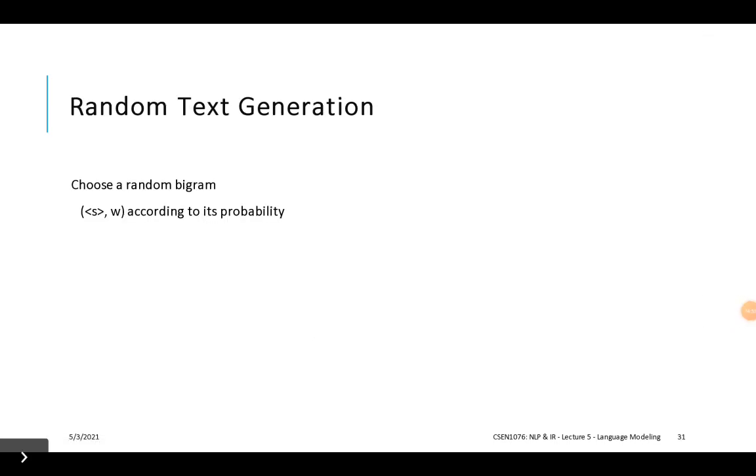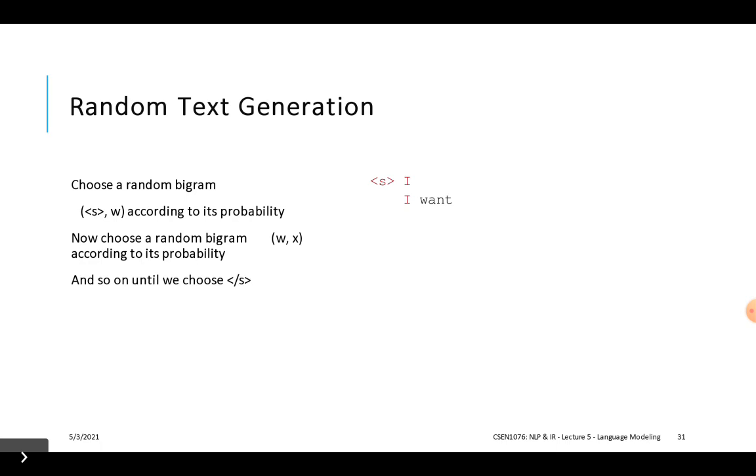So how do we generate text and then match it to the test set? You just start with a random bigram. Let's assume that it's a word given the start of a sentence according to its probability. And then let's assume that the bigram that we choose at random is "I" given the start of a sentence. Then starting from this point, you just choose a random bigram after that according to its probability. What is the probability of any word given "I"? Then you continue to do that until you reach an end of a sentence.